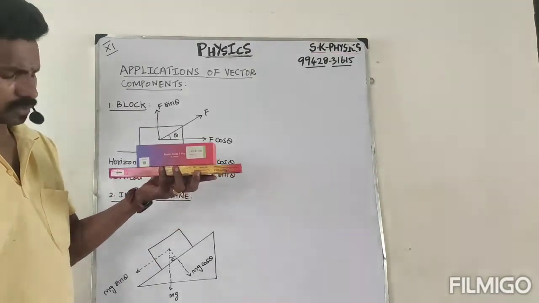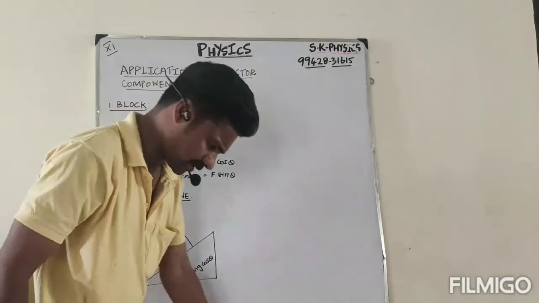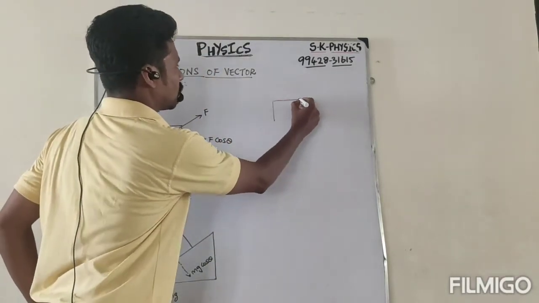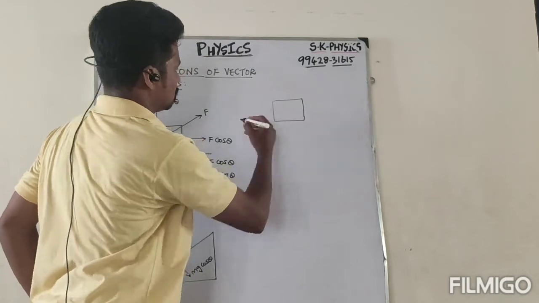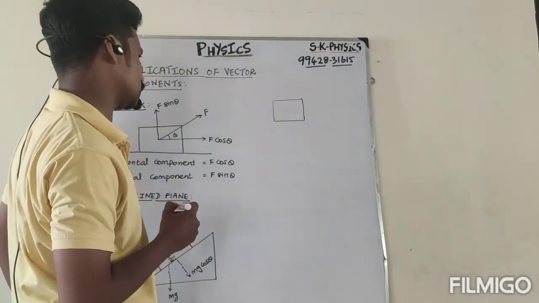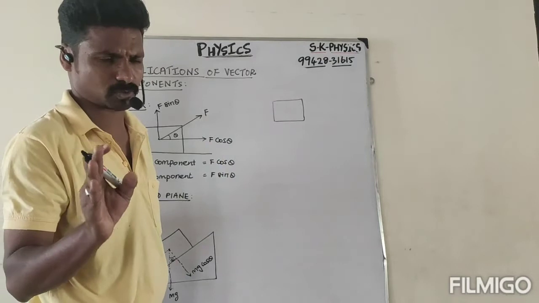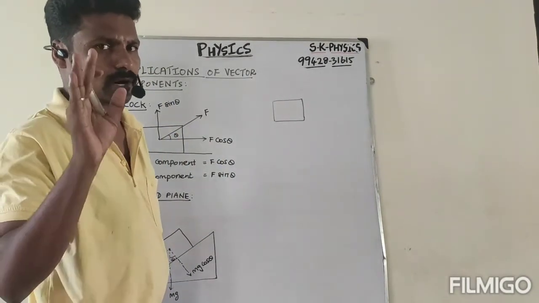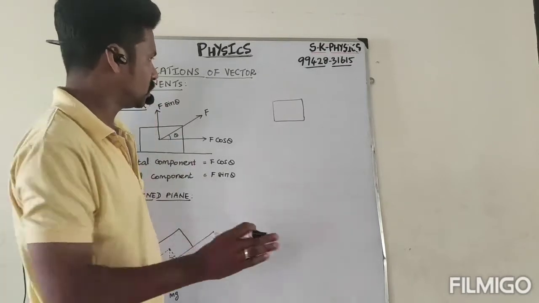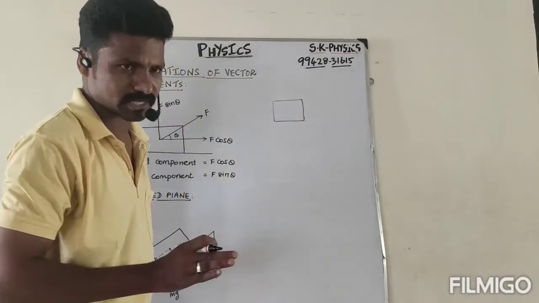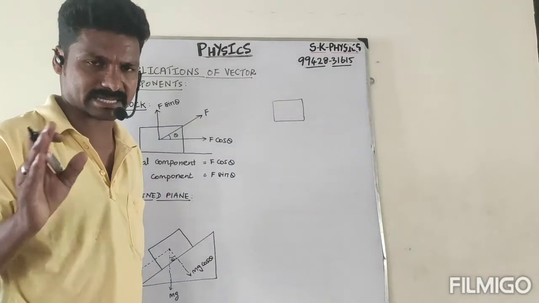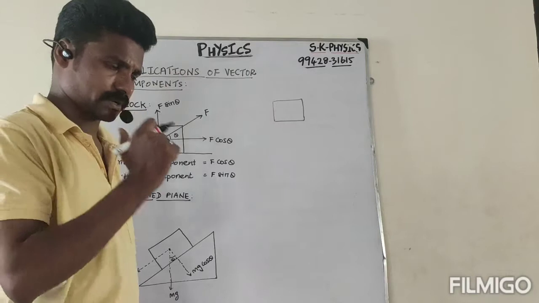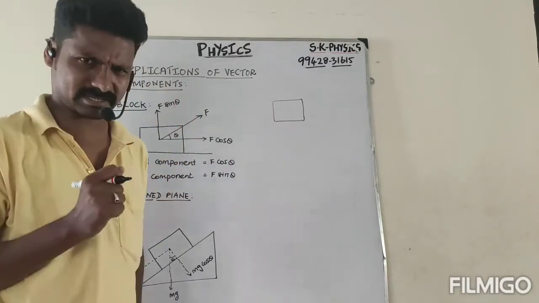Up to the lower standard level, let us take one block and apply a force. The force means we know only one value, some newton. Up to the ninth standard level, some 10 newton or 100 newton force is acting on the body, that's all. The displacement direction and applied force direction are the same, like that we studied.